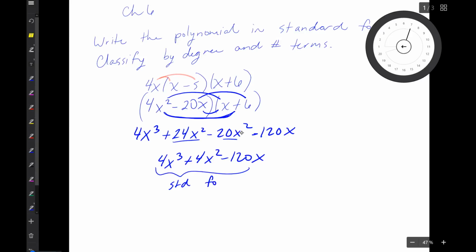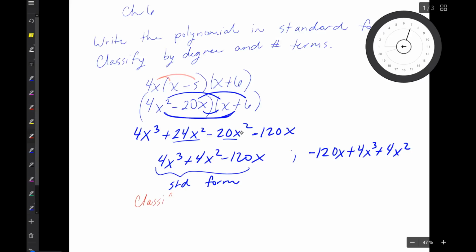Here's something that's not in standard form. If we ended with something like negative 20x plus 4x cubed plus 4x squared, why is that not standard form? Yeah, it's not in order. It's got to be in descending order. So if you didn't remember that, you'd be like, oh, standard form, degrees have to go high to low. And then now let's name it because it says classify.